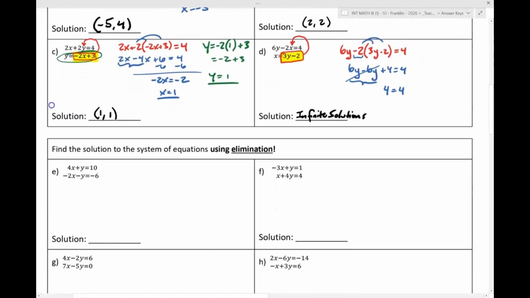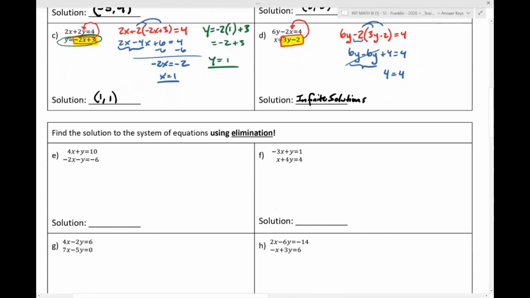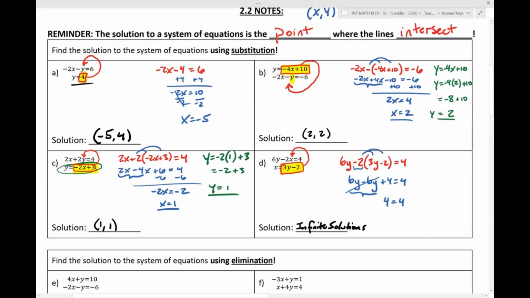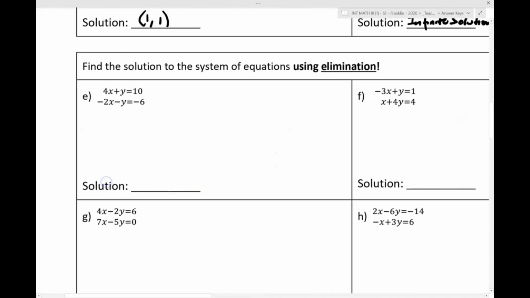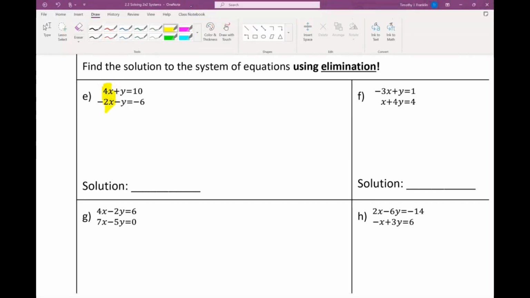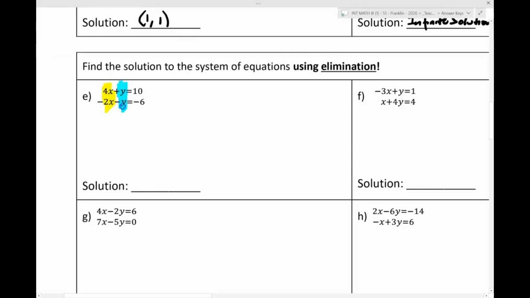Now let's take a look at elimination. So this is usually the preferred method if you don't have an equation already solved for x or y. You're going to use elimination. So what you're looking for with your equations, first of all, is that they are lined up. So we have x's lined up, you got your y's lined up, and then your constants on the other side of the equal sign lined up. That's the first thing you want to look for.